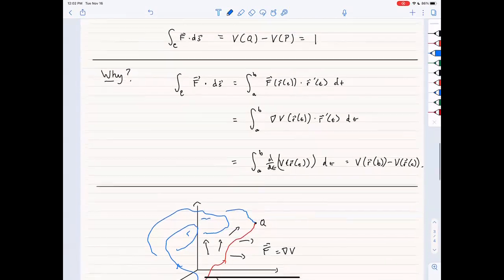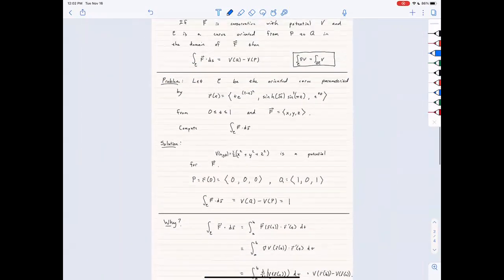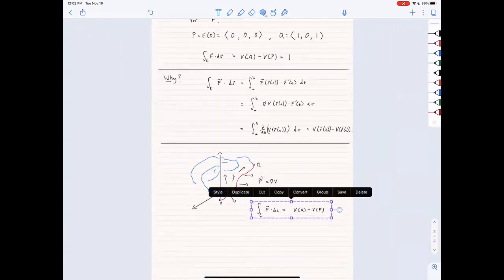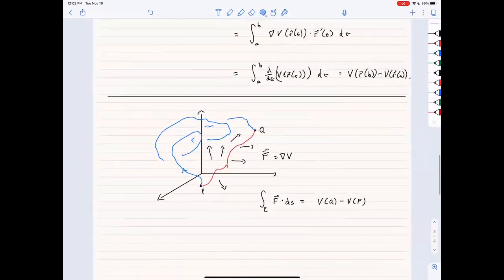Because if you look at this formula, the right-hand side doesn't depend on C. It depends on the endpoints of C. But whatever C you take here, as long as you're going from P to Q, you'll get the same value. That's why that computation we just looked at was so easy once we used this theorem. You could imagine if you put in some very insane curve, you would get a very hard computation on this side with the same easy answer over here.